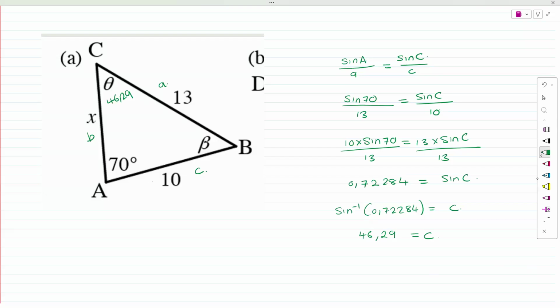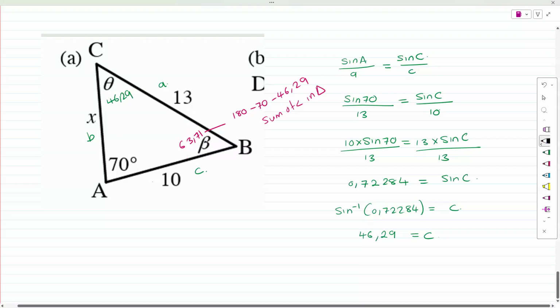Now, guys, just by looking at this, B's value should be easy as well. 180 minus 70 minus 46.29, and that equals 63.71. This is the sum of angles in a triangle. The last side is x, and again, this one shouldn't be too much of a problem.